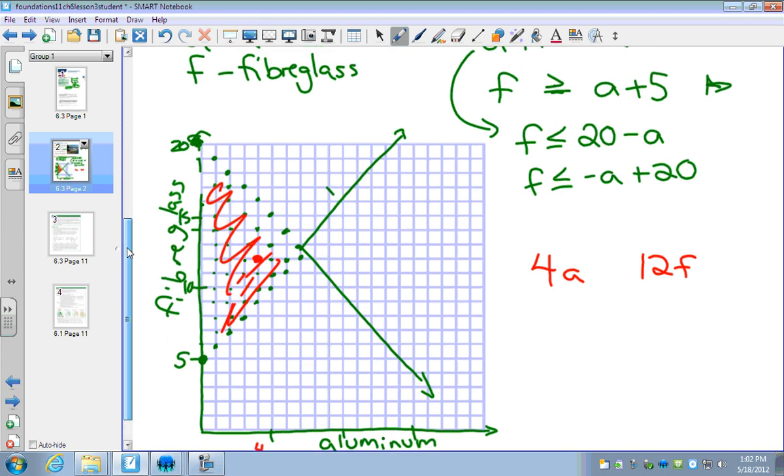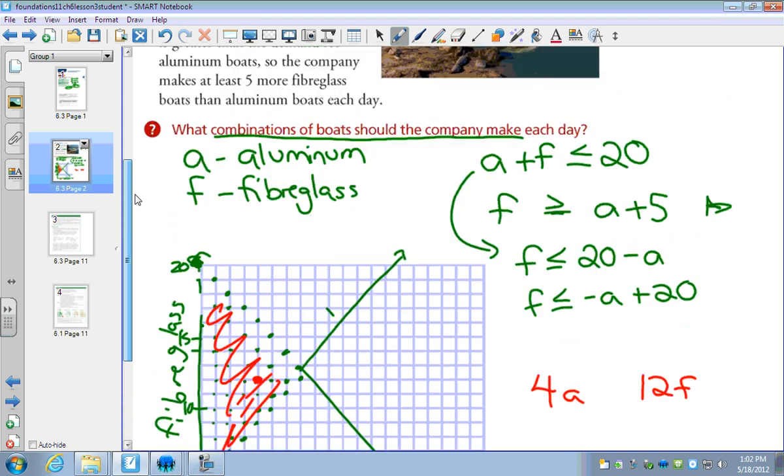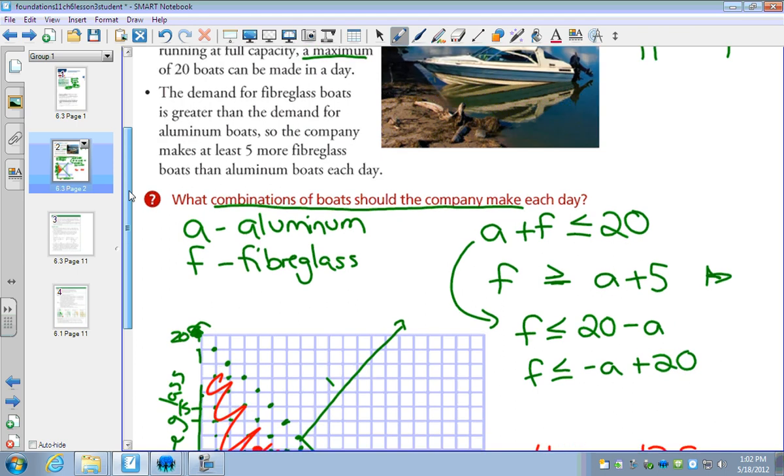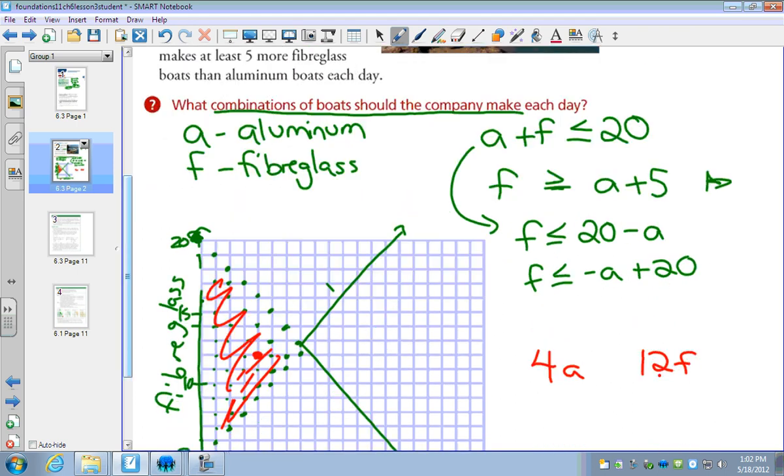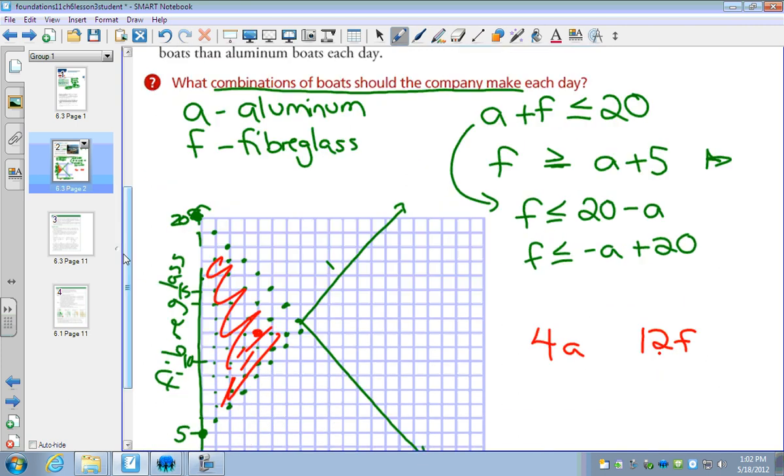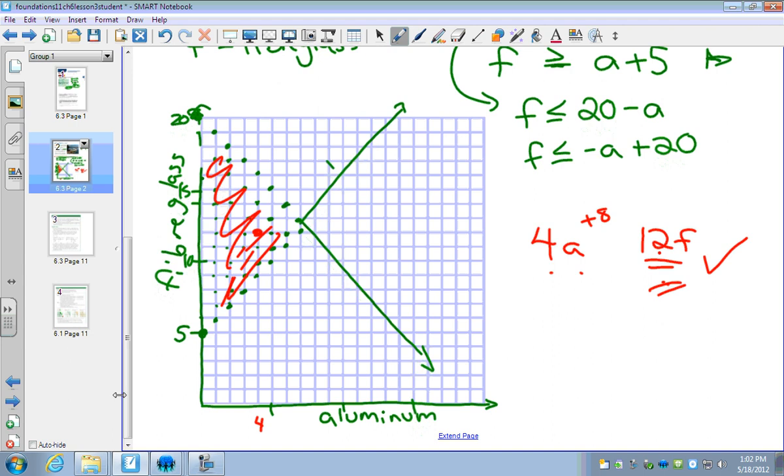So I'm saying if I went back to what I talked about, that would be true. So it says a maximum of 20 boats. Well, does 12 plus 4, is that less than 20? Yeah. It also says that I make at least 5 more fiberglass. Well, 4 plus 5, there's at least 5 more. Or 4 plus 5 is at least that, right? It's actually 4 plus I made another 8. So that satisfies that as well. So they could make any number of boats signified by all those dots there that would satisfy this system of linear inequalities. Okay, so you really have to remember how to graph lines.